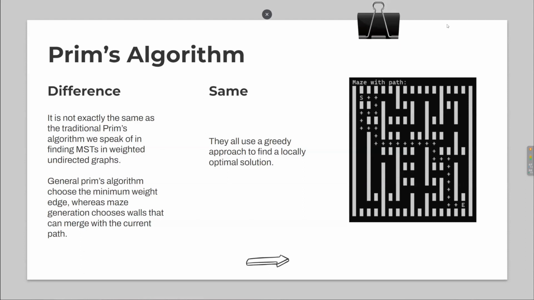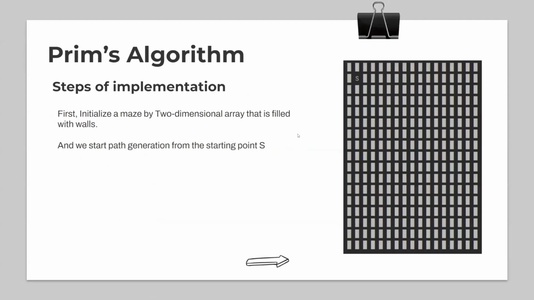This picture is the maze that the algorithm generated, with the start point, endpoint, and the solution path. The next step is the implementation. First, it initializes the maze with a two-dimensional array that is filled with walls, and we start path generation from the start point S. So this picture is what the maze looks like at the beginning.